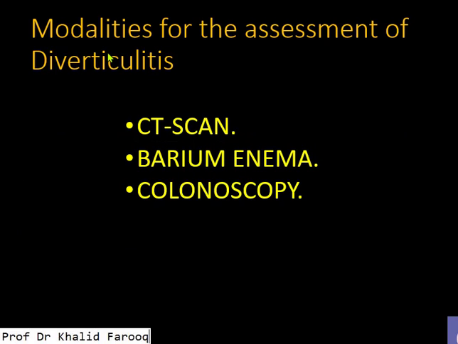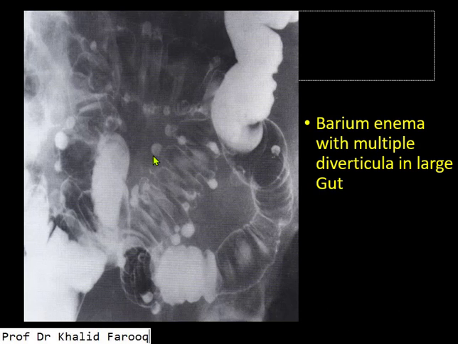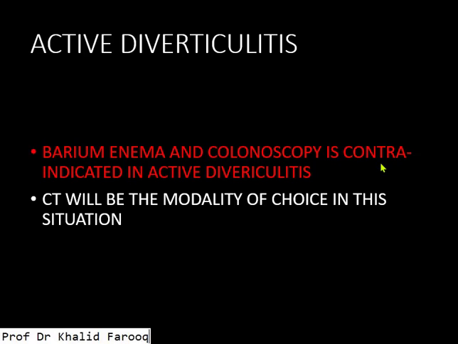Here we see there are multiple modalities for the assessment of diverticulitis. Number 1 CT scan, number 2 barium enema, and number 3 colonoscopy. This is an example of colonoscopy where we can see multiple diverticula. Here we have an example of barium enema. We can see multiple diverticula in the sigmoid colon and descending colon. Barium enema and colonoscopy are contraindicated in active diverticulitis. CT will be the modality of choice in this situation.